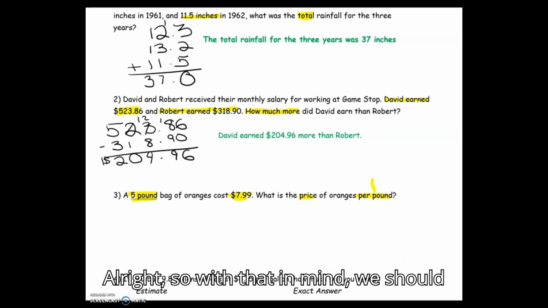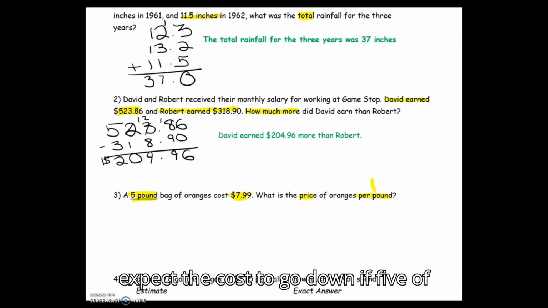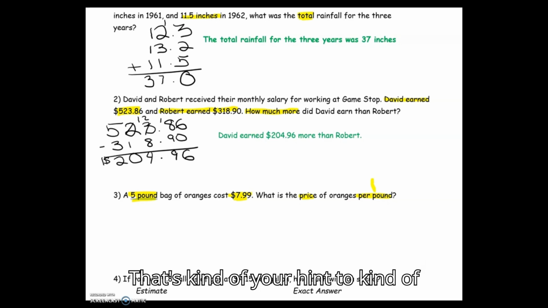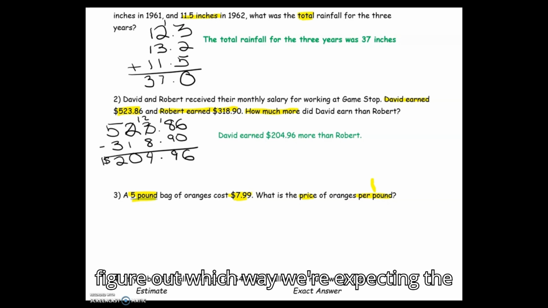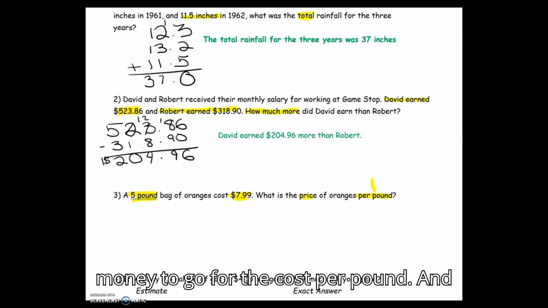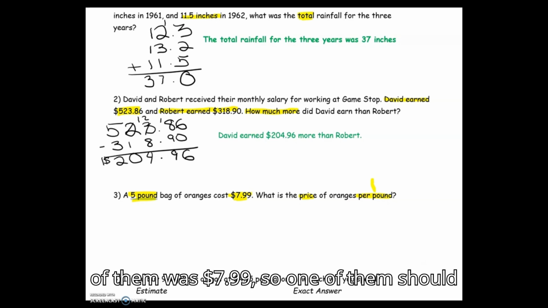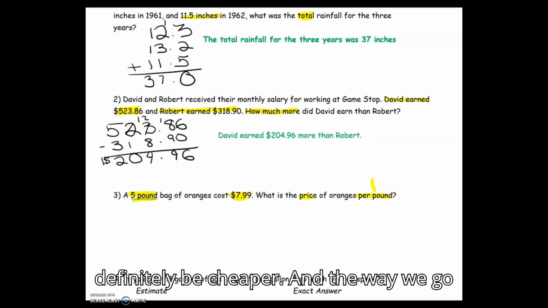Alright, so with that in mind, we should expect the cost to go down. If 5 of them were $7.99, that's kind of your hint to figure out which way we're expecting the money to go for the cost per pound. The cost should technically go down. 5 of them was $7.99, so one of them should definitely be cheaper.